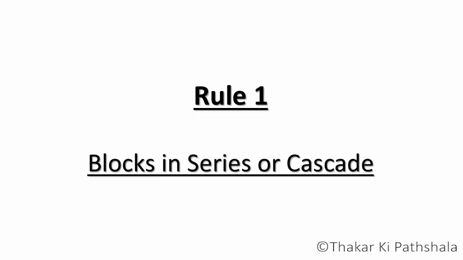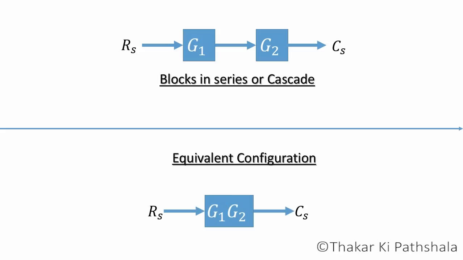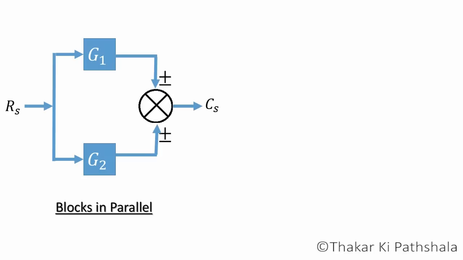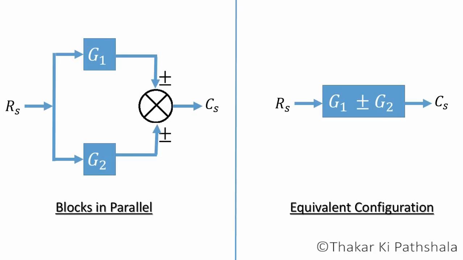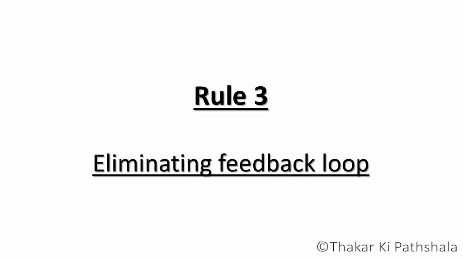Rule number 1 tells about what to do if two or more blocks are in series. If two or more blocks are in series, then we can multiply them algebraically and reduce them into one block. Second rule is about what to do if two or more blocks are in parallel. If two or more blocks are in parallel, then we can do addition or subtraction according to the sign assigned to them. Third rule is about how to eliminate a feedback loop.